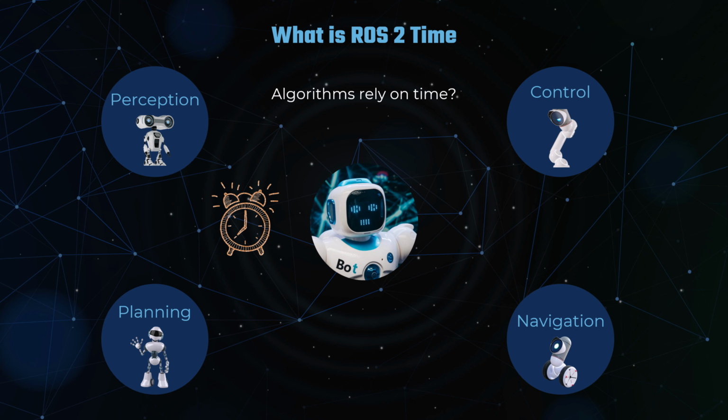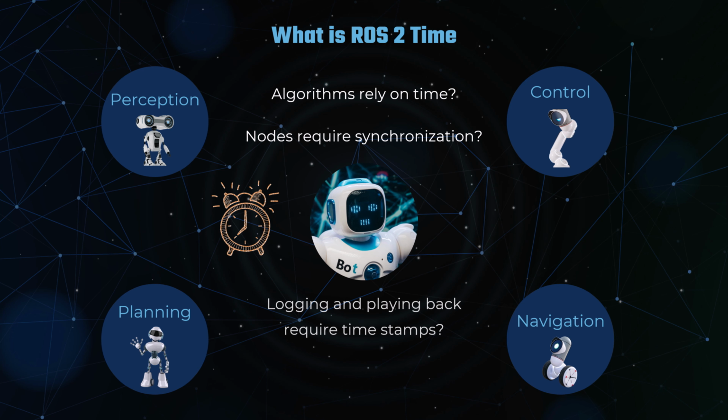Do the algorithms or systems running as a ROS2 node rely on timestamps to ensure both real-world and simulation environments work seamlessly? Do we need to ensure consistent timestamps across nodes, which is critical for different robotics tasks, such as sensor data fusion, perception, and control? When logging and playing back ROS2 data in a bag file, does it require timestamps? All these use cases, and many others as well, rely on ROS2 time for consistent, precise, and synchronized time management across real-world, simulated, and hybrid robotic systems.